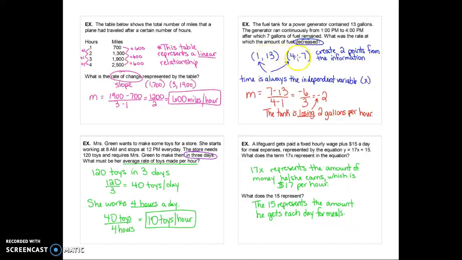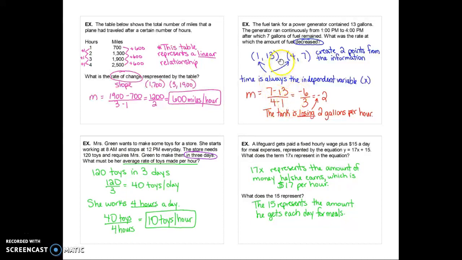Then at 4 o'clock, my X value, I ended with 7 gallons. So my point is 4, 7. So you have to create 2 points from that information. Those won't be given to you. You have to create those. It's important to figure out first which one is going to be your X value and which one has to be your Y value. That will help you with setting up your points.